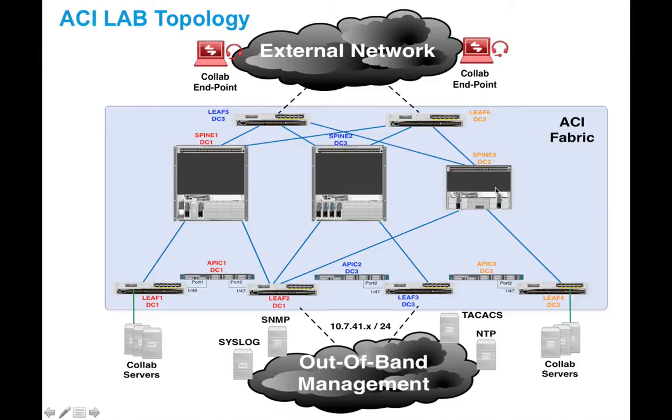In data center 2, I have leaf 6 acting as a transit leaf connecting to all the spines in the fabric, with local leaf, leaf 4, connecting only to its local spine in data center 2. I have 1 APIC controller in each of data center 1, data center 3, and data center 2.